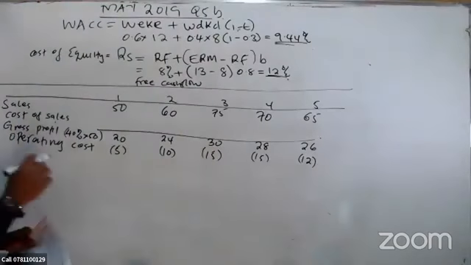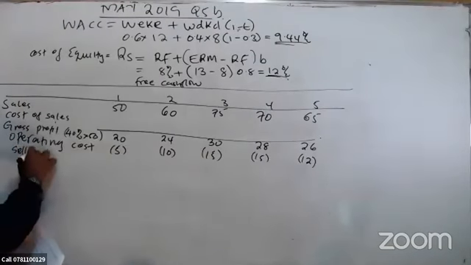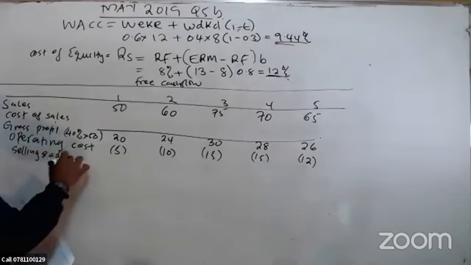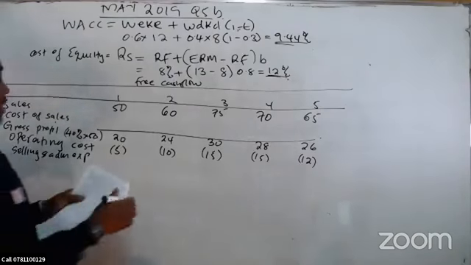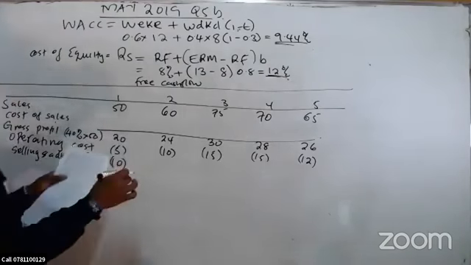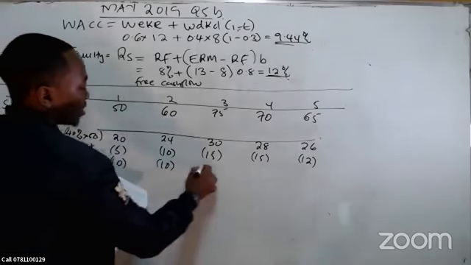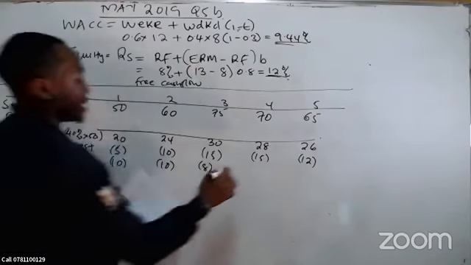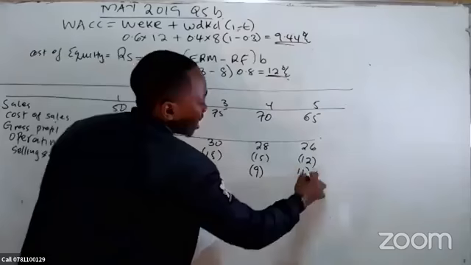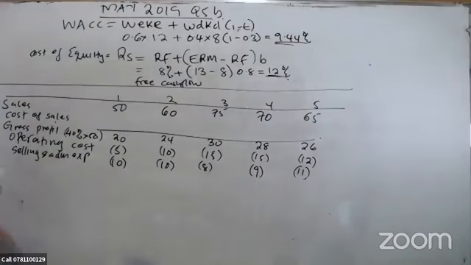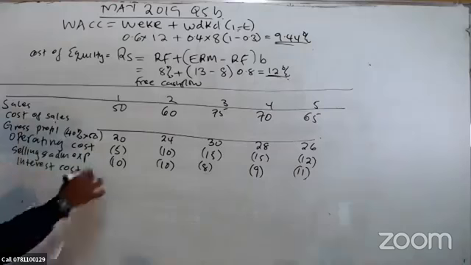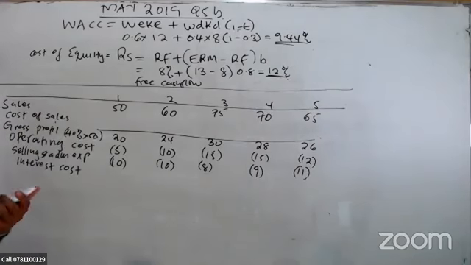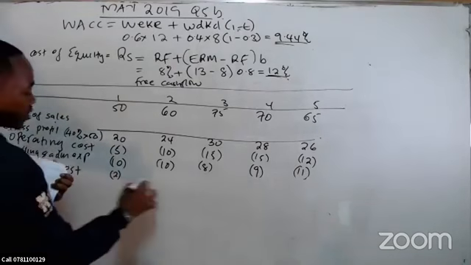Also, we have selling and admin expenses. We have selling and admin cost. The first year is 10. Also, we have 10, we have 8, we have 9, and we have 11. Then also you are given the interest cost. The interest cost each year is 2.